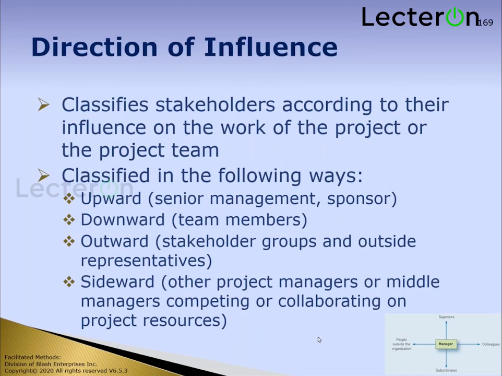Direction of influence is something they added, and it really is saying you're going to take a particular person and see who they are connected to or who they have relationships with: upper management, maybe how they work with other team members, maybe sideways, outward to outside representatives. So for instance, you have a stakeholder that's very knowledgeable and has contacts at the regulatory. That would be one of those areas that I would want to look at.